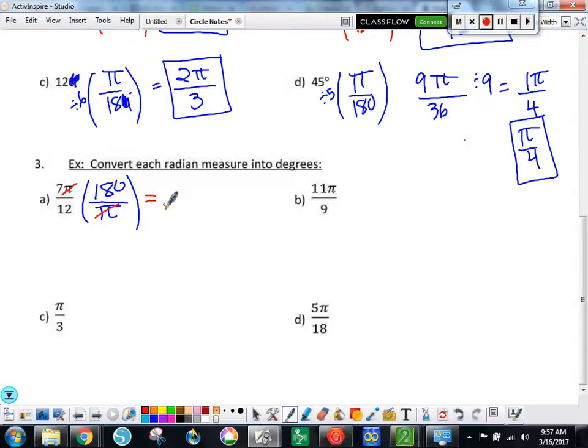I'm going to call on one of you. 7 times 180 divided by 12. Brady. 105. Did everybody get 105? So you give yourself a point. Brady, you can have 2.